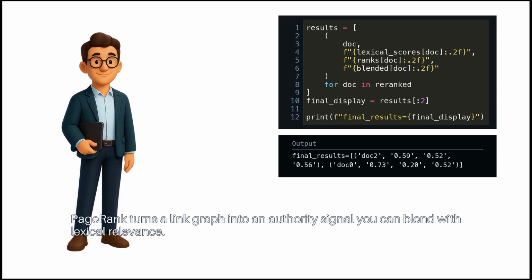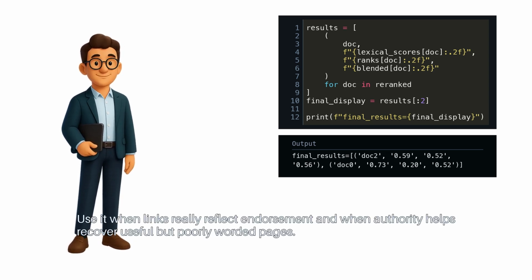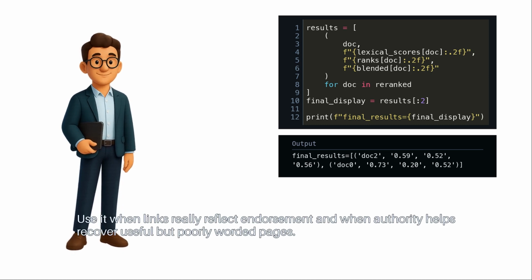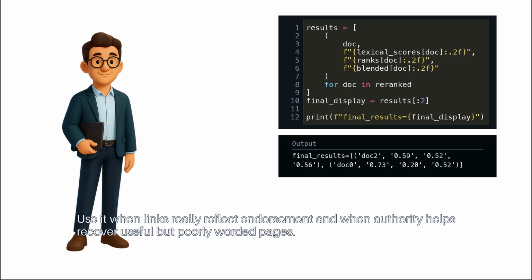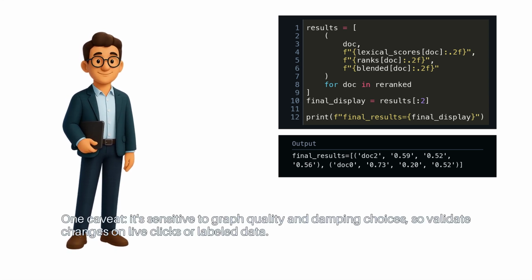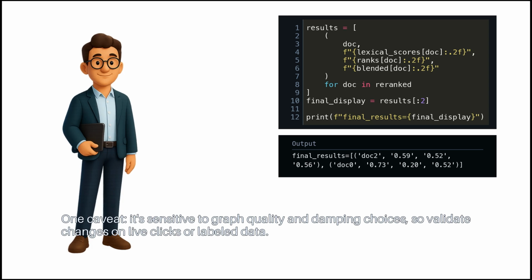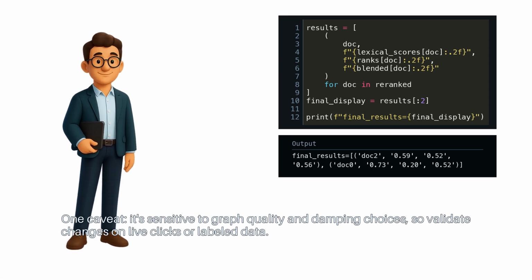PageRank turns a link graph into an authority signal you can blend with lexical relevance. Use it when links really reflect endorsement and when authority helps recover useful but poorly worded pages. One caveat: it's sensitive to graph quality and damping choices, so validate changes on live clicks or labeled data.